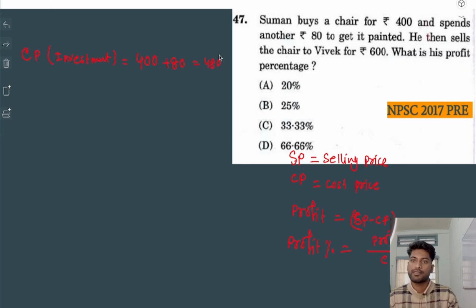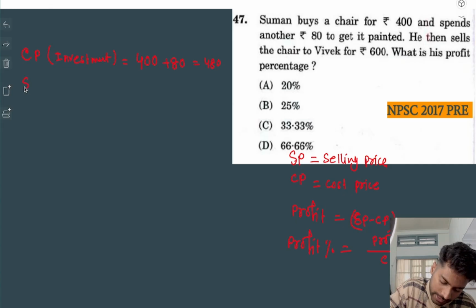Did you understand? Now he sells the chair to Vivek at 600 rupees. So my SP is 600 rupees. Okay. So how much profit am I making?